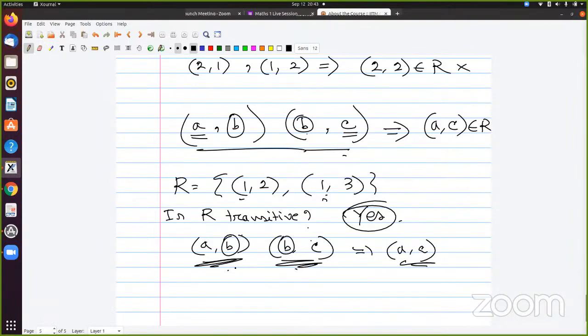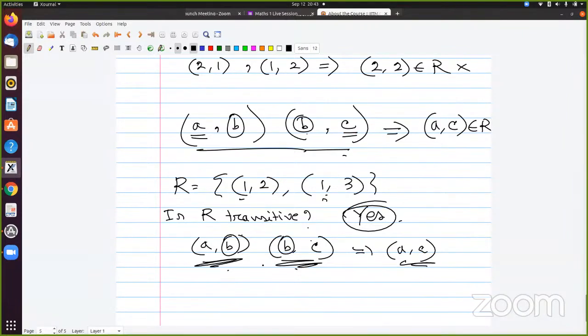I don't have any pair to check, right? So whenever I don't have any such pair, then obviously I can say it is transitive, because I don't have any such pair. It means the condition is not fulfilled here, because I don't have any such pair.